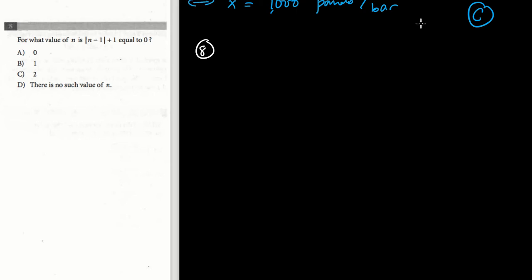In problem number 8, we're asked to find the value of n such that the absolute value of n minus 1 plus 1 is equal to 0. Right? So, maybe I should say that n equals question mark. Right? So this is what we're trying to find. So let's go ahead and try to solve this algebraically, and then I'll show you a graphical way to think about this problem using your graphing calculator.